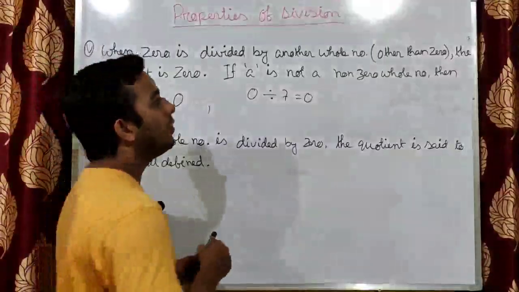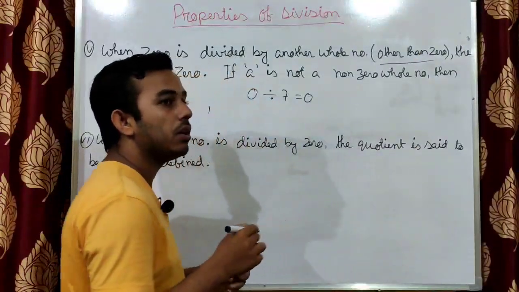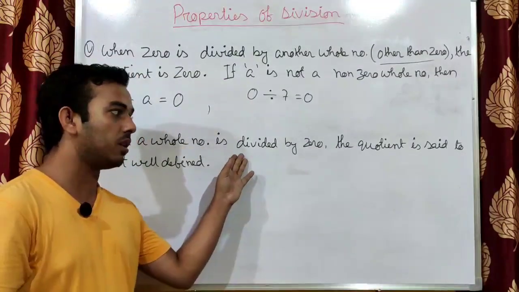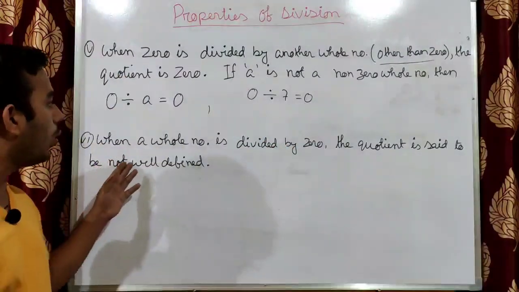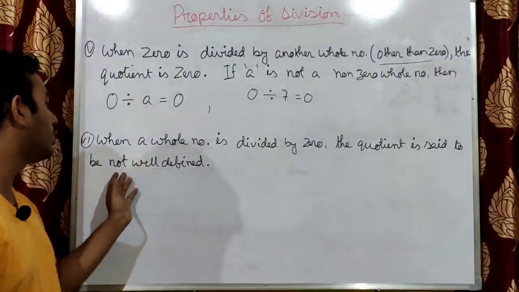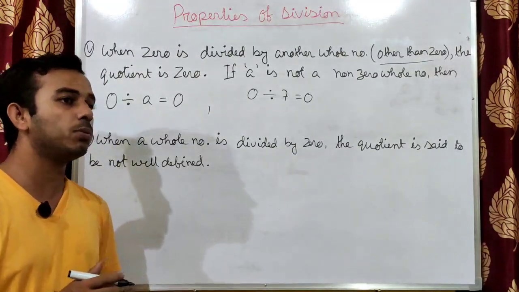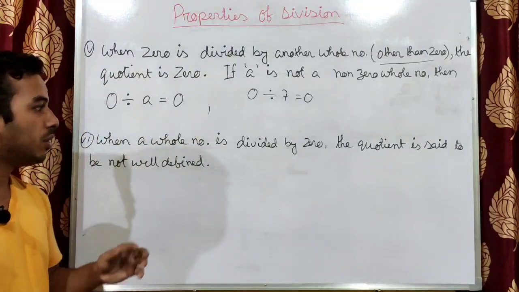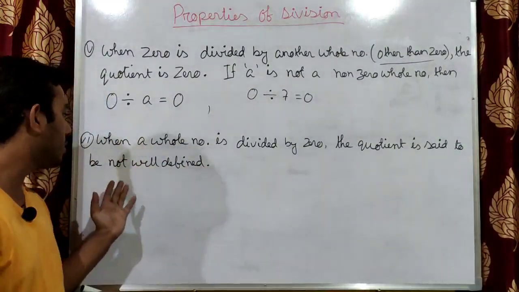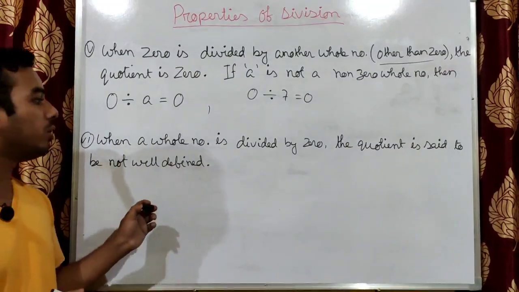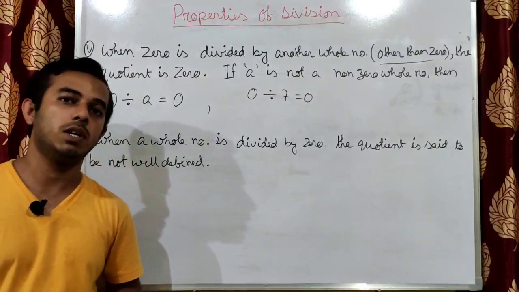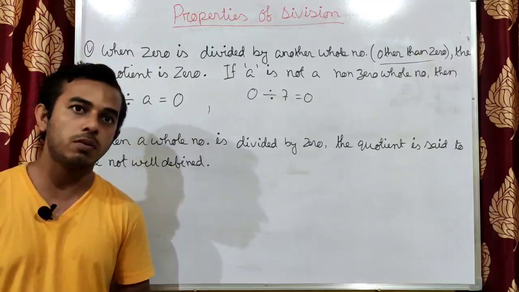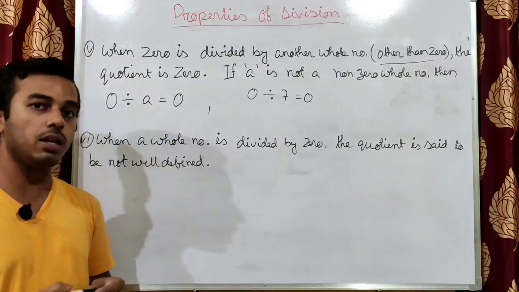Now we will discuss what happens if 0 is divided by 0. We cannot divide anything by 0 because it is not possible. When a whole number is divided by 0, the quotient is said to be not well defined. That means it is not possible to divide any whole number by 0. 0 is also a whole number, so 0 divided by 0 is also not possible. The quotient is not well defined because to divide any whole number, first we have to find its multiple. But 0 is not a multiple of any whole number. So we cannot divide any number by 0.